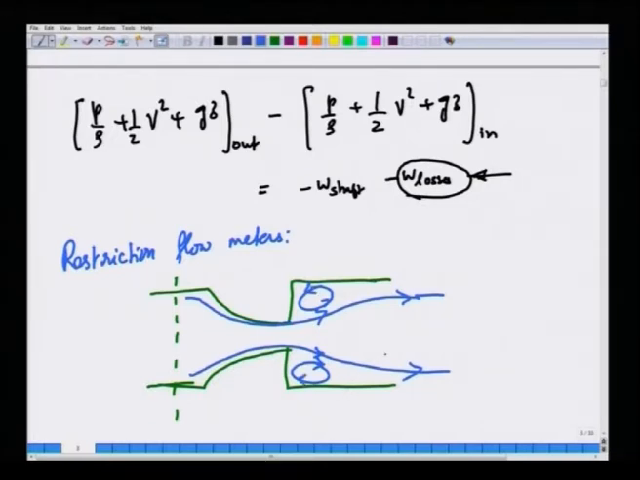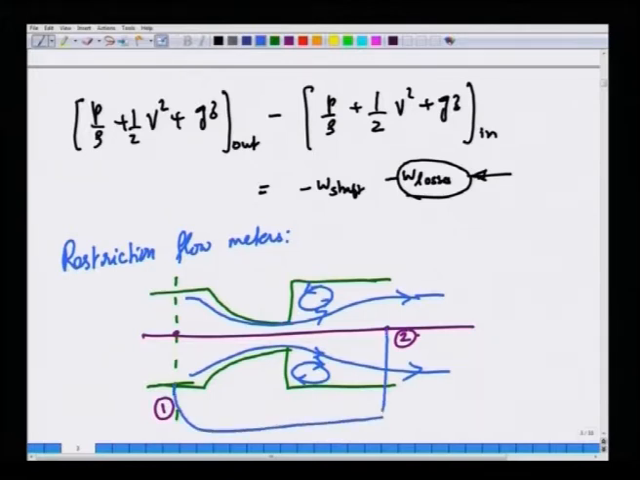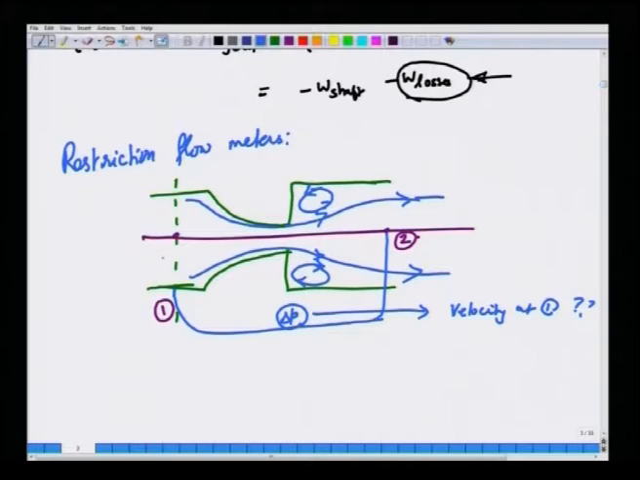So, the idea here is to have a knowledge. Suppose you take a streamline that goes from here, point 1, to point 2. Now, if I measure the pressure difference between these 2 points, there is a delta P. Can I relate it to the velocity at 1? That is the idea. So, you measure the pressure difference between 2 points, one upstream of the contraction and another downstream of the contraction, and see whether you can relate the pressure to the velocity.